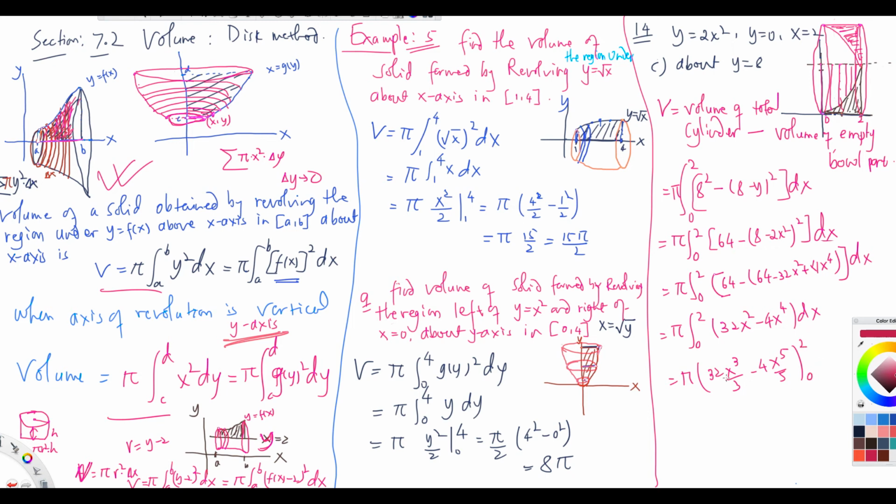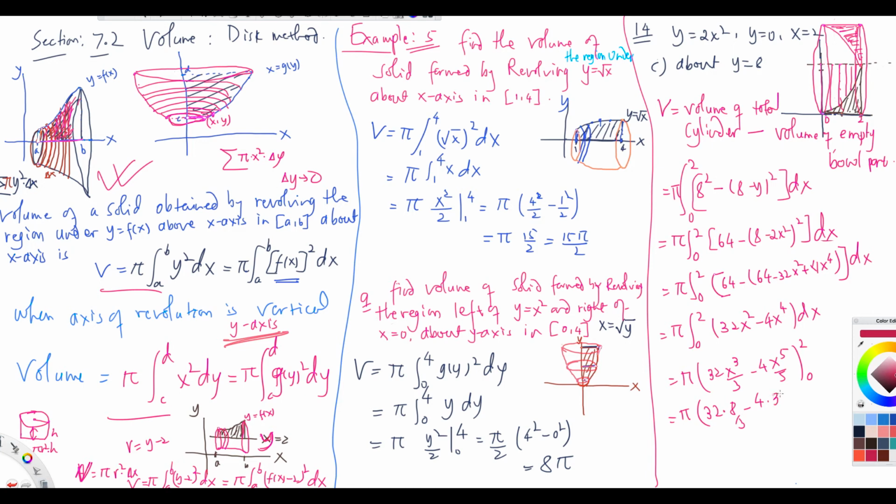Then plug in 0 through 2. What we are going to do next is plug in x equals 2 on both, and then do x equals 0. So you will have pi times 32 times 2 to the third, which is 8, over 3, minus 4 times 2 to the fifth, which is how much?